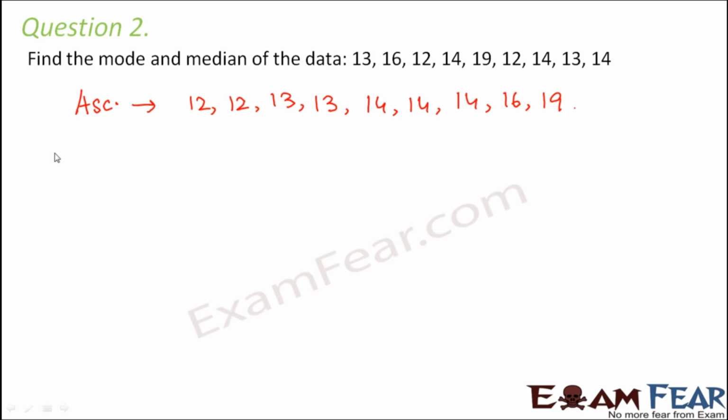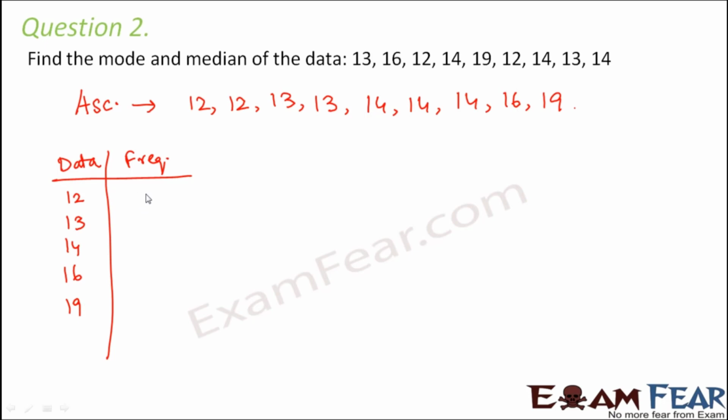We can also make its frequency distribution table. So let's say we have one column for the data and the other column for the frequency. So what are the numbers that we have? 12, 13, 14, 16 and 19. If we look at their frequency, 12 is repeated twice, 13 is also repeated twice, 14 is repeated thrice, 16 once and 19 is also once.